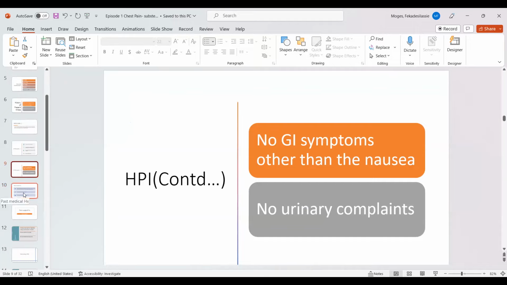Any surgical history? Address that in the past medical history. Past surgical is separate, right? So, hypertension, cholesterol.